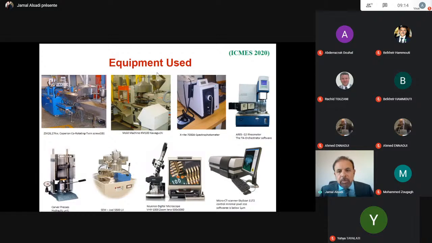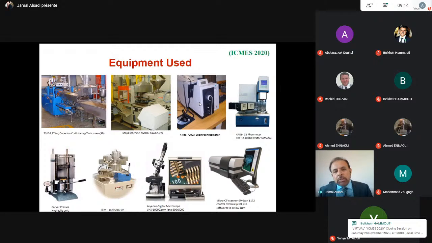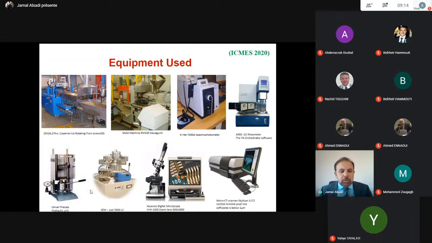So I have here some photos. I took them myself from my lab before. This is the Coperion extruder which I used. This is the Kawaguchi molding machine; the pellets we get from here, we mold here to get the color shapes. The color shapes, how do we know the color? There is one American instrument called the X-Rite 7000 to know the value of the color. This is the RSG2 rheometer. This is also scanning electron microscopy. This is a digital microscope. This is a micro CT scanner.